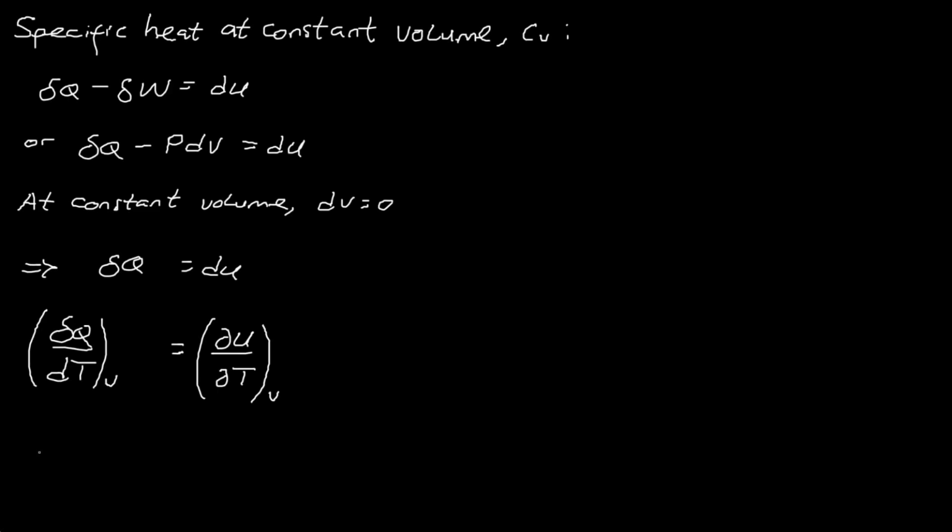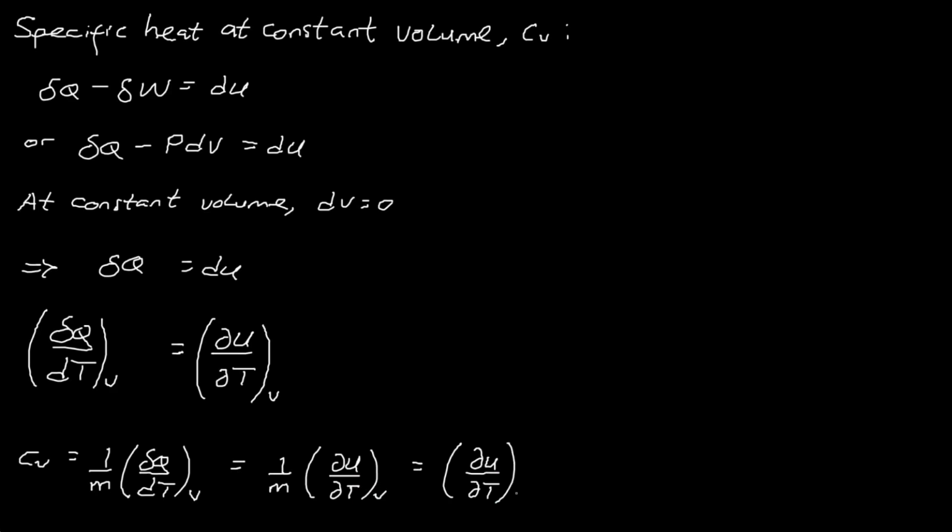dU/dT is a partial derivative because the internal energy might also depend on other properties aside from temperature. So the specific heat at constant volume, Cv, is given as 1 over m dQ/dT, and this equals 1 over m dU/dT, keeping volume constant. Now, because we're dividing by mass, the internal energy becomes the specific internal energy.